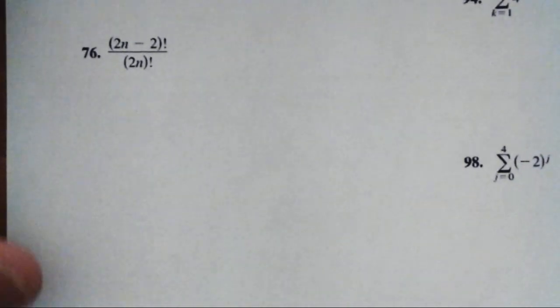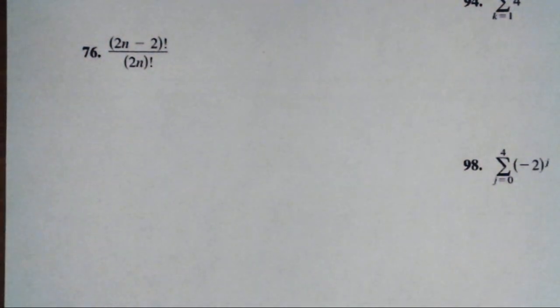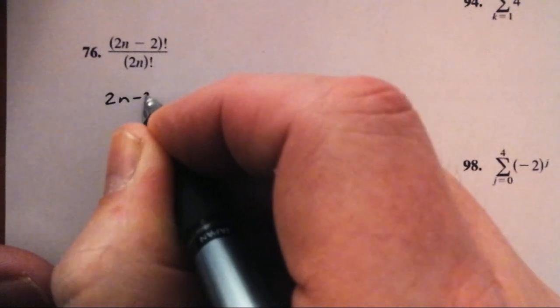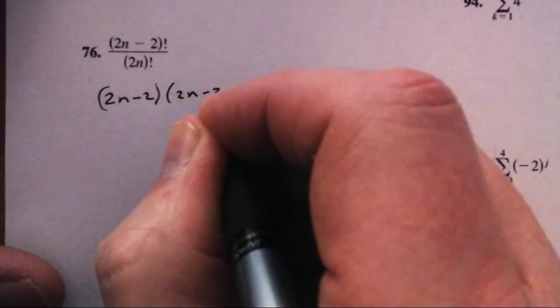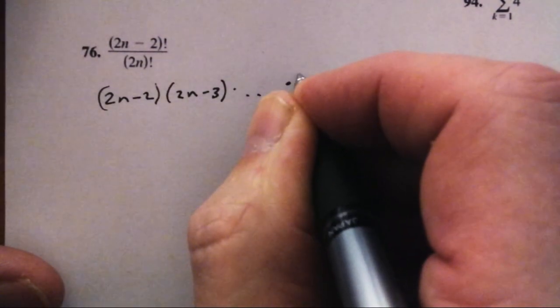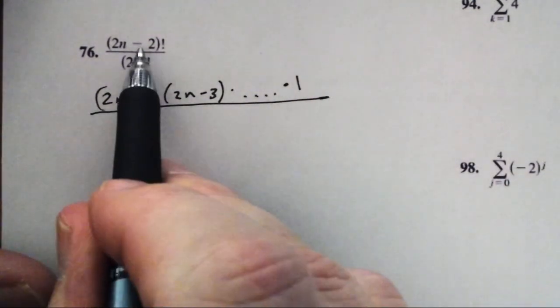All right, a little bit more abstract here. But 2n minus 2, I don't know what it is. I assume it's an integer. So the 2n minus 2 factorial would be 2n minus 2 times 1 less than that, 2n minus 3, times, until we got down to multiplying by 1. Okay, that's what a factorial does.